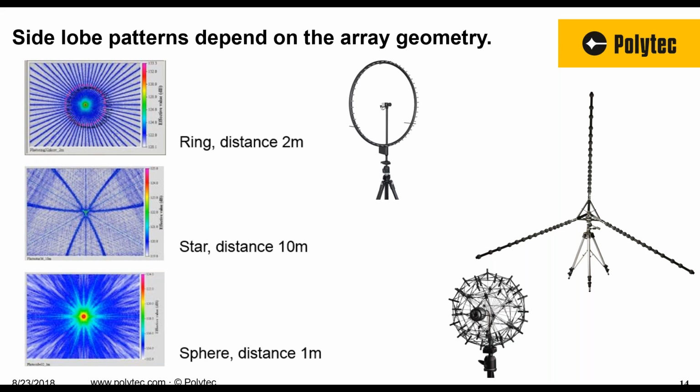Looking at the star, it has its own unique side lobe pattern there. You can clearly see the three arms of the star array. And then looking at the sphere array as a 2D image, you'll see the side lobes that it produces there.